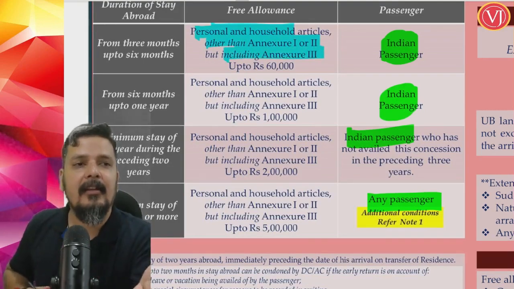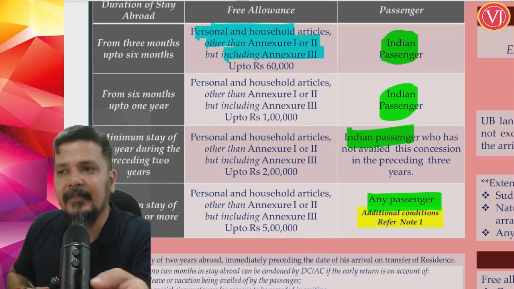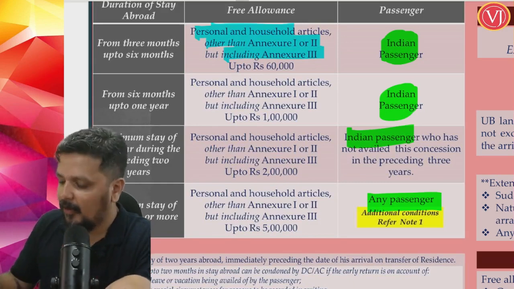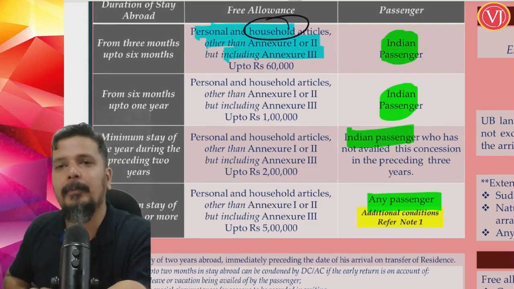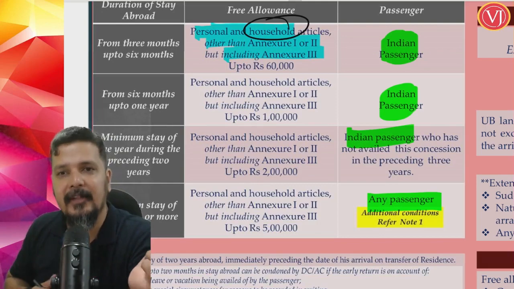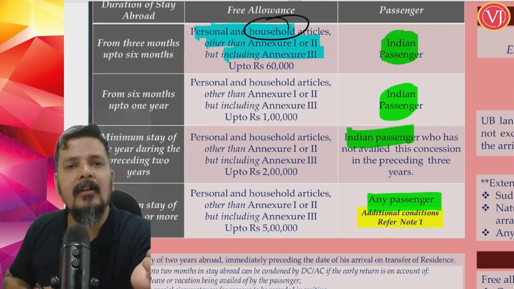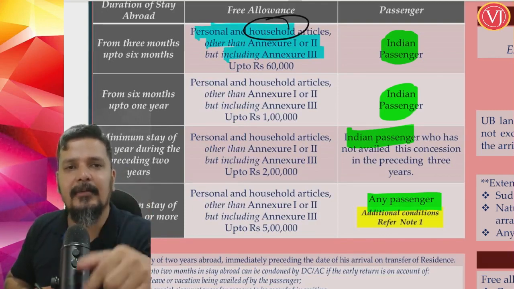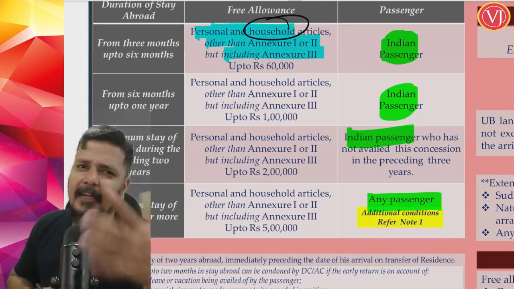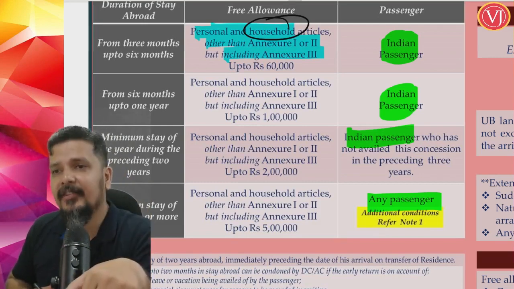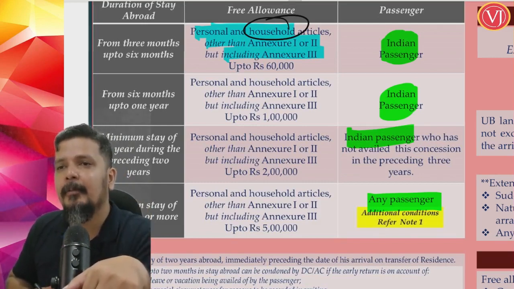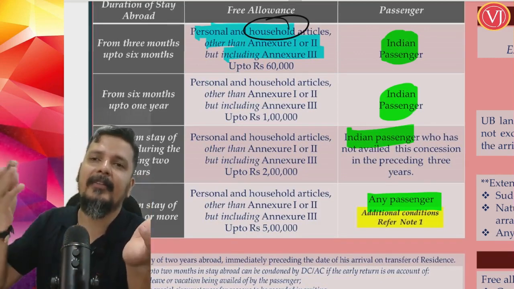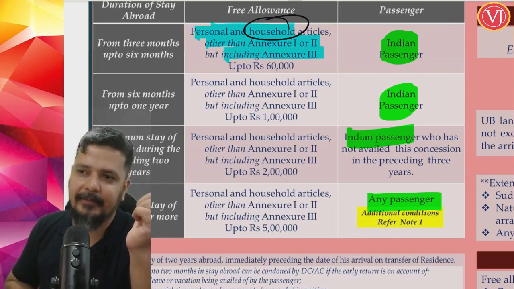I repeat, this time they have added personal effects as well as household effects. Household effects are not for your personal use, they are for the common use of your family. Used or unused. Not including Annexure 1 items and Annexure 2 items. Annexure 1 benefit is not given anywhere. But including Annexure 3 household effects. Then remember the limit: 60,000, 1 lakh, 2 lakh and 5 lakh.